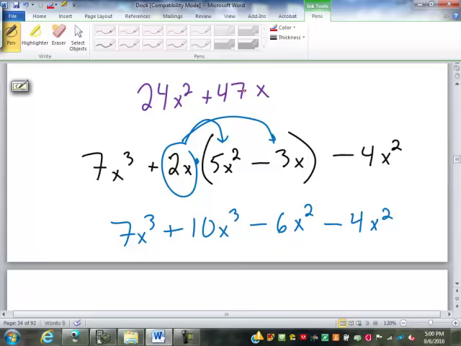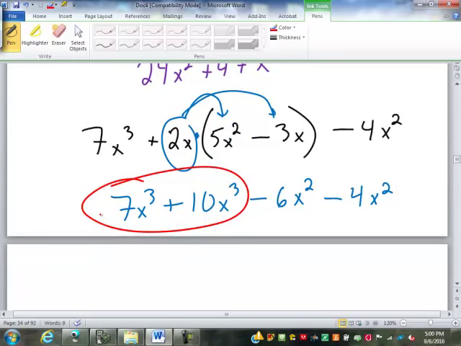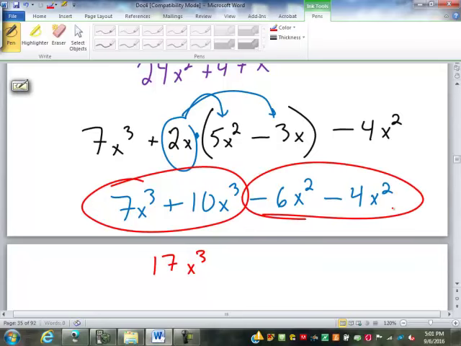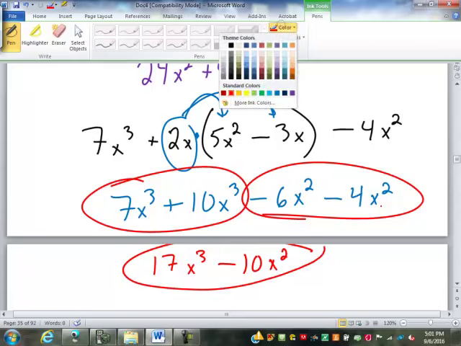Now there's stuff here that I can combine. 7x to the third and 10x to the third can combine to make 17x to the third. Negative 6x squared and negative 4x squared combine to make negative 10x squared. Very good. Questions?